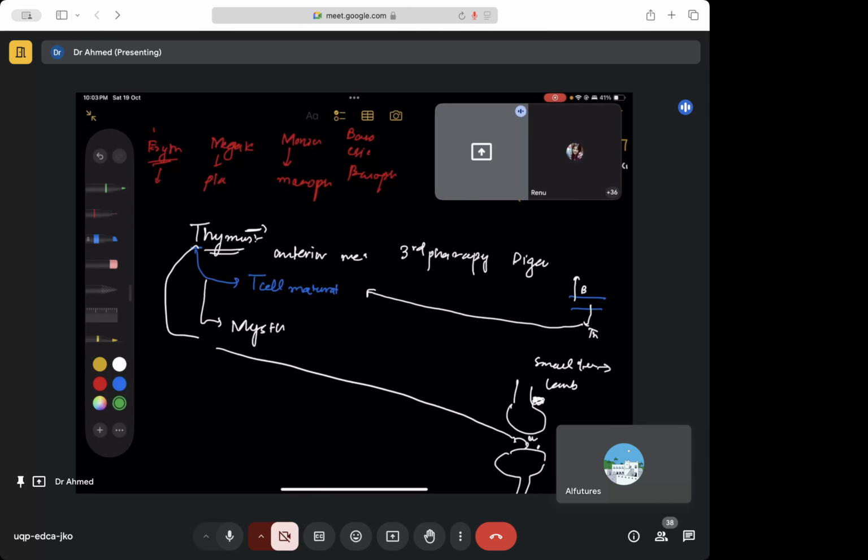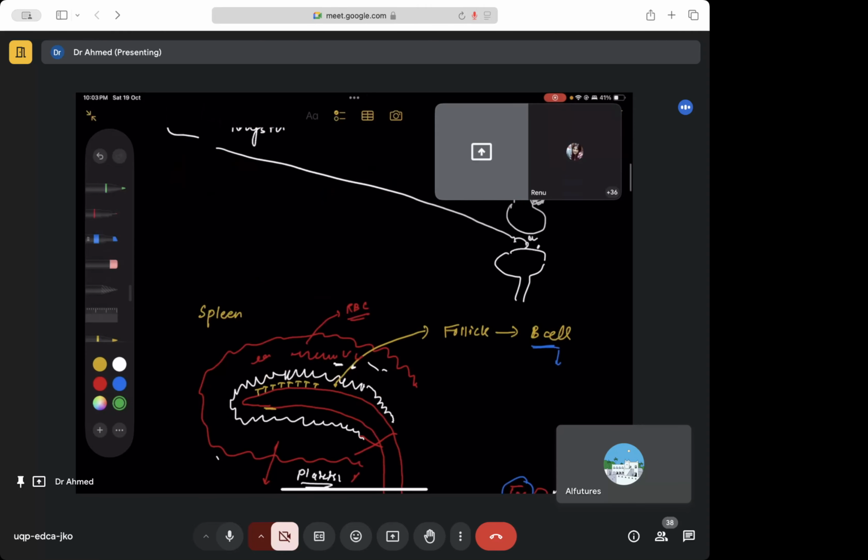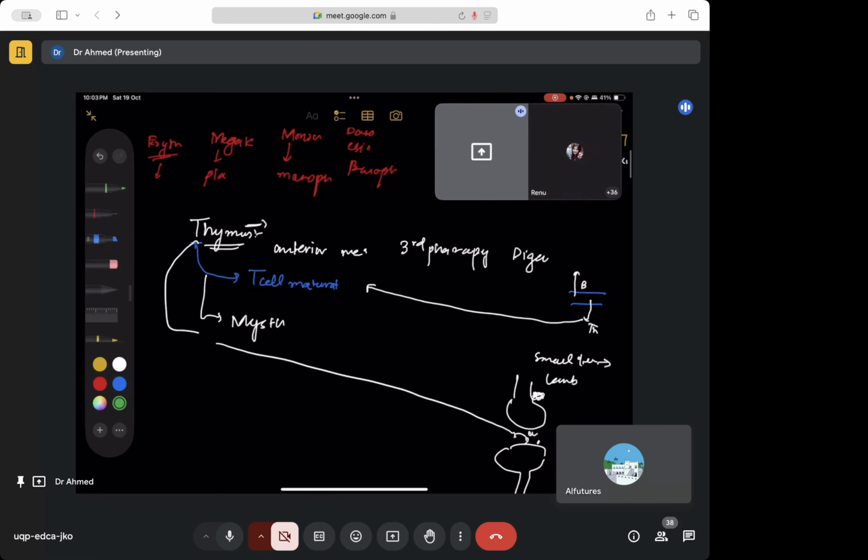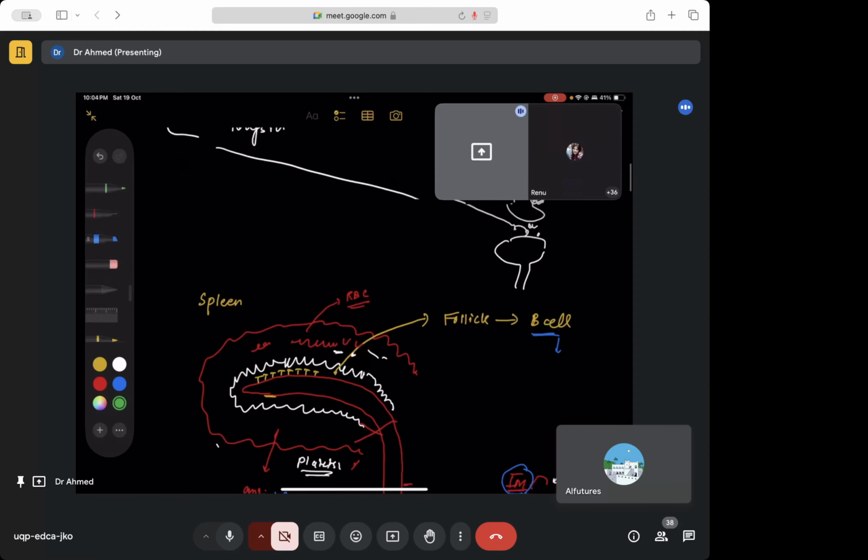Can you tell me the pathology associated with the absence of the third and fourth pharyngeal pouch? What's the name of that? DiGeorge syndrome. Perfect. What's the pathology associated with thymoma? It's myasthenia gravis. Perfect. So here we are going to see maturation of which cells? T cells. Maturation of T cells. Perfect.